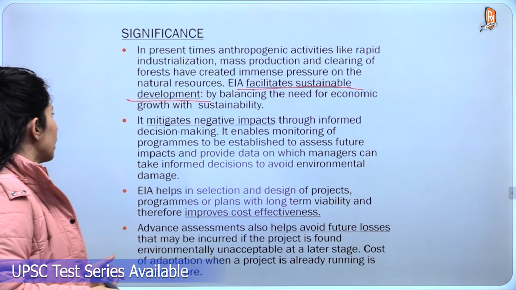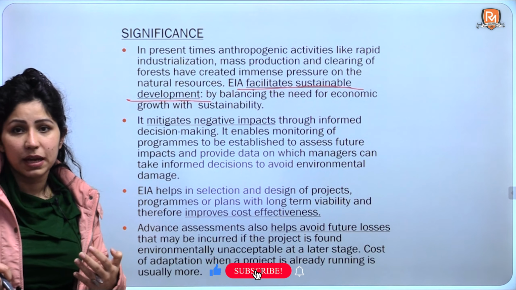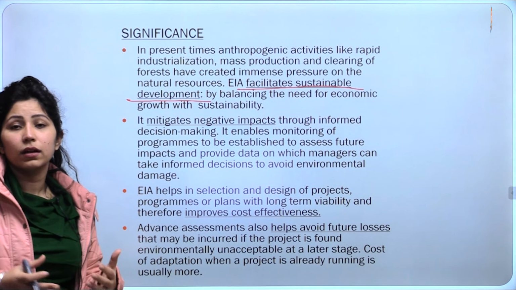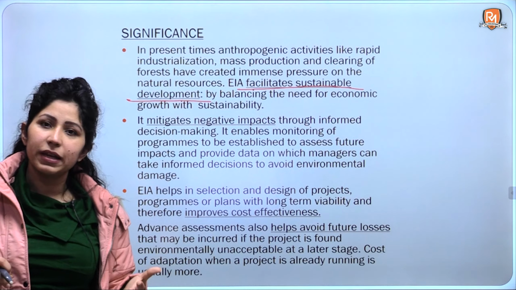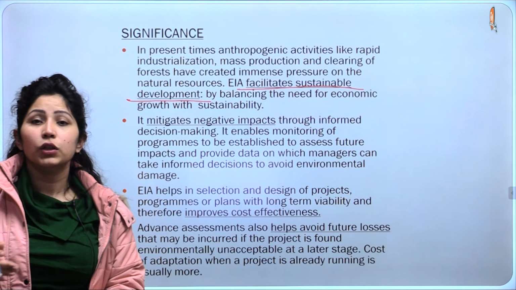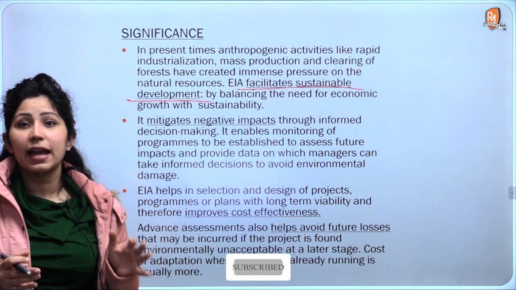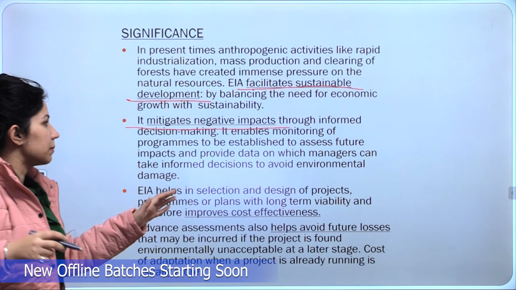The second point is, of course, it mitigates the negative impacts through informed decision making, because there is a process that goes behind environmental impact assessments. The decision making is very much informed. Seasonal impacts of a project, whether the project will function possibly well in the monsoon season as it is functioning in the winter season, the impacts on local communities, the impacts on wildlife, all of them are taken into account before starting a project. So that's how important EIA is. So it mitigates the negative impacts through informed decision making.